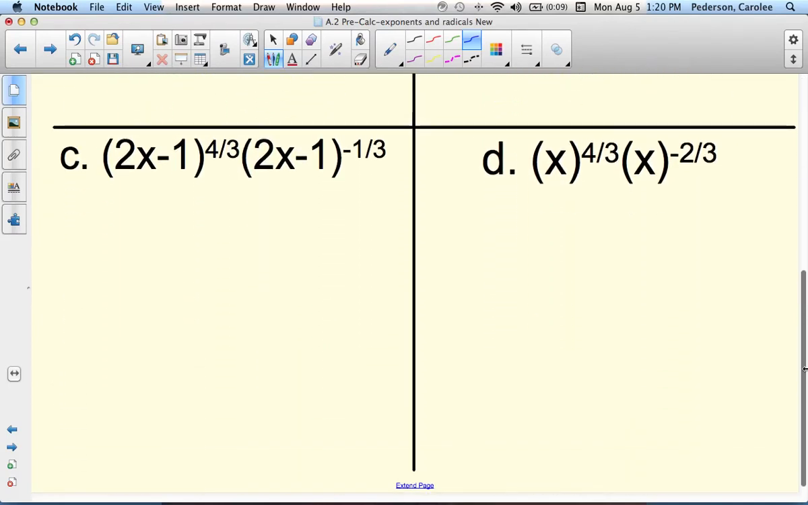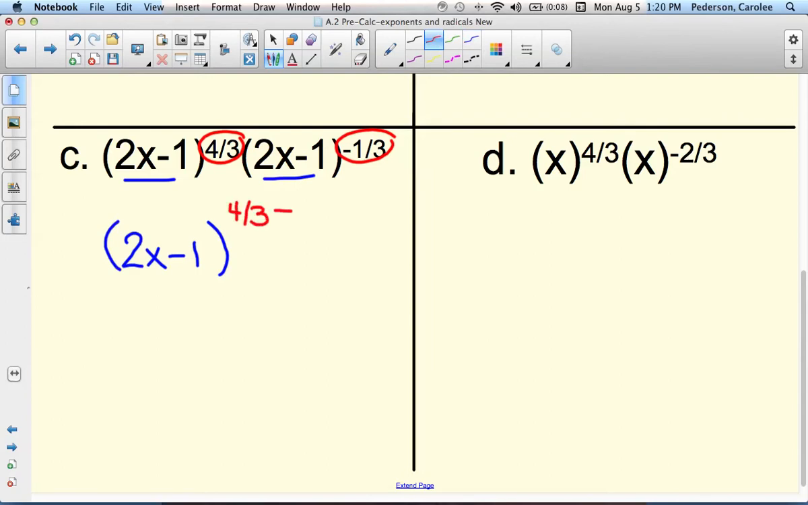The third example, 2x minus 1 raised to the 4/3 times 2x minus 1 raised to the -1/3. Notice they have the same base. So we would add these exponents again, the 4/3 and the -1/3. So our base is 2x minus 1, and then we're raising it to the power 4/3 plus -1/3. That's a negative, so I'm just changing it to a subtraction.